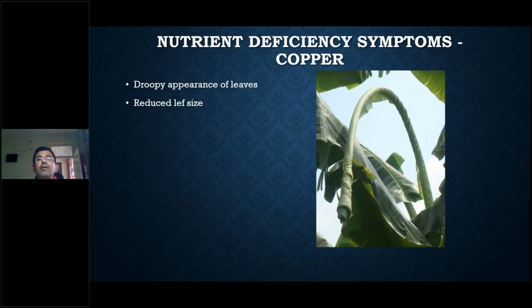And another micronutrient, copper deficiency. With copper deficiency, the plants generally have a very droopy appearance of leaves. The leaves won't stand erect; the leaves are drooping. Not only the youngest leaves, even the bottom leaves. From the base it is dark green, but it droops. It won't stand erect.